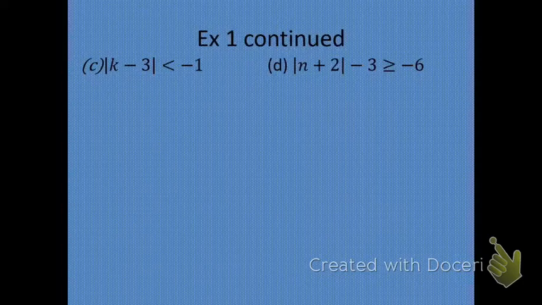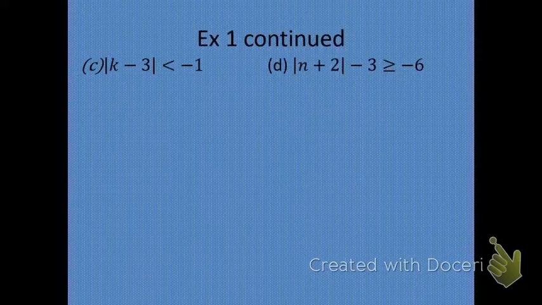Okay, what numbers are less than negative 1? Give me an example of a number that is less than negative 1. Negative 2. Give me another one. Negative. Give me another one. Get creative. Negative 5,000, right? Is there any number less than negative 1 that is not a negative number? No. All numbers less than negative 1 are going to be negative.